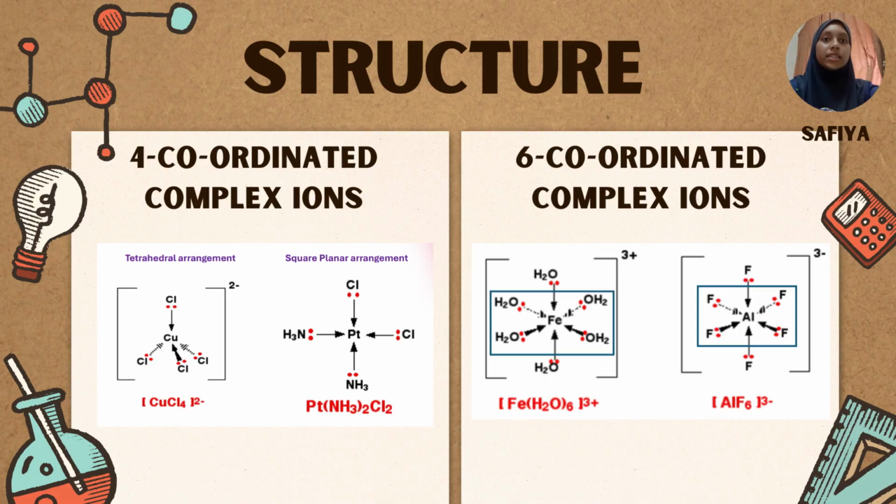Next, coordination number 6 always gives octahedral geometry with 6 ligands around the metal, 4 in the equatorial plane and 2 above and below. In the example, we can see iron is the metal, so it is in the center. There are 2 H2O, one above and one below, and the others are in the equatorial plane. That's why it gives an octahedral arrangement.